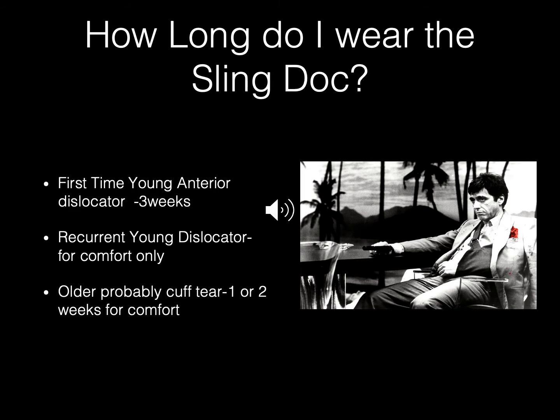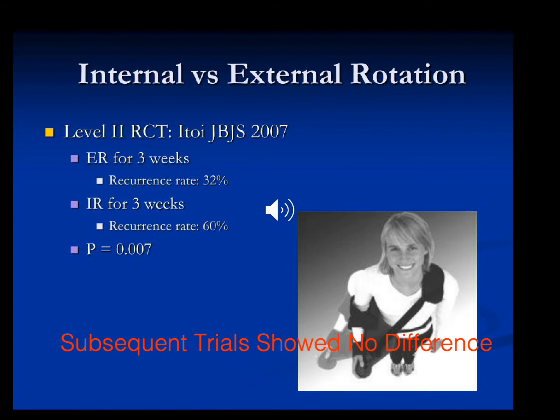The duration of sling immobilization is controversial. I tend to immobilize the first time dislocated for a period of 3 weeks, and for recurrent dislocators for comfort only. In the older patient, it's reasonable to immobilize them for a couple of weeks for comfort, as an associated rotator cuff tear can be quite painful, and to assess them after this period to check for integrity of the rotator cuff. Itoi demonstrated reduced recurrence rate in patients immobilized in external rotation in a clinical and radiological paper. However, this has not been replicated by other groups.